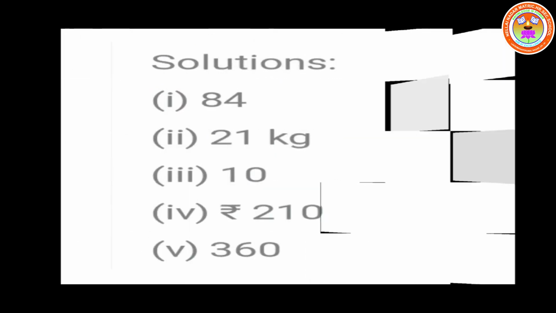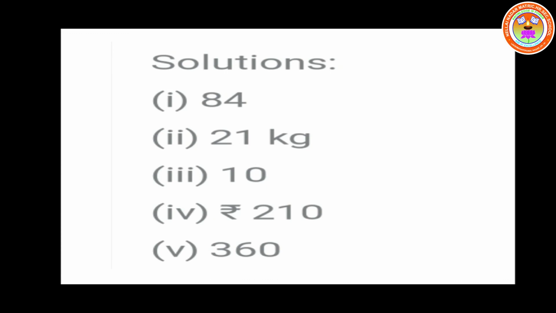Now I have given the solutions at the back. The first one is rupees 84. Please take down rupees 84 children. Second subdivision 21 kg. Third subdivision 10. Fourth subdivision answer is rupees 210. And fifth subdivision is 360. Already I explained this one.